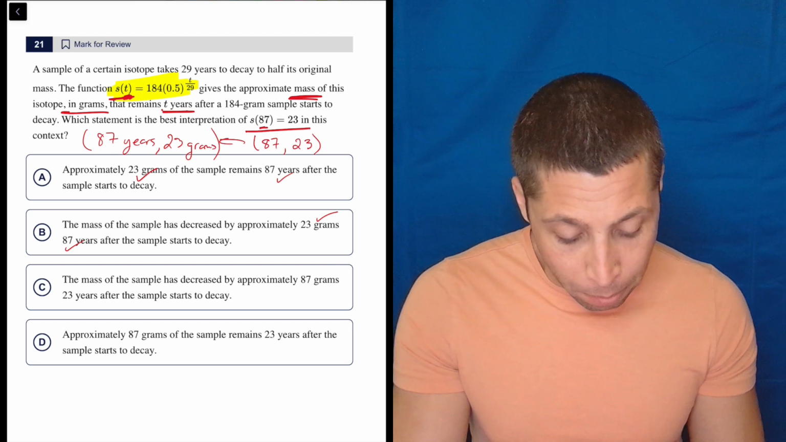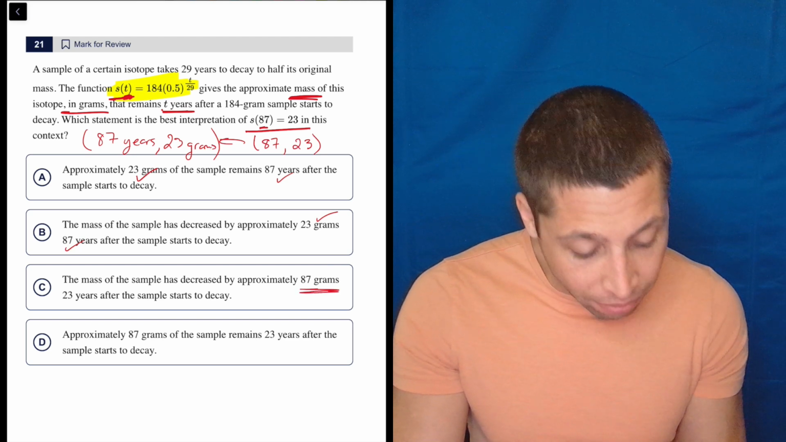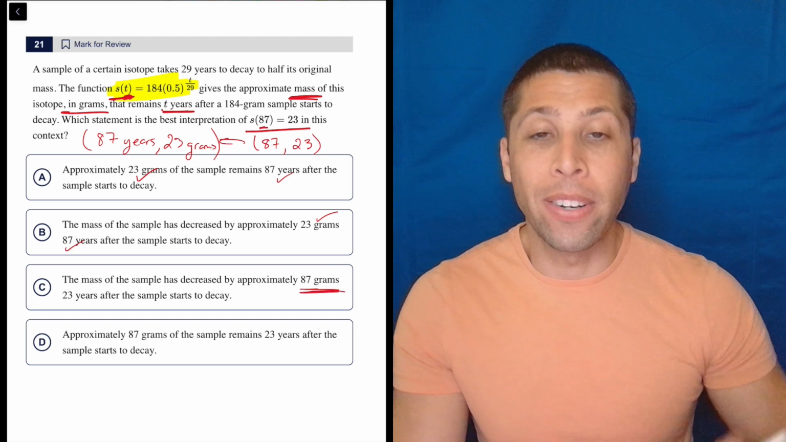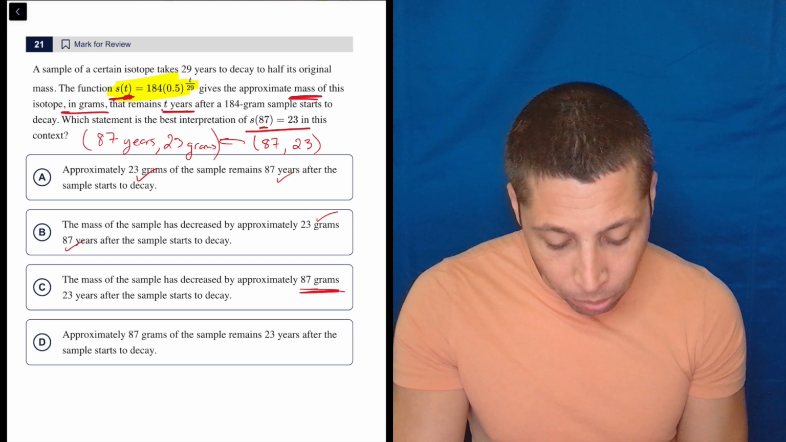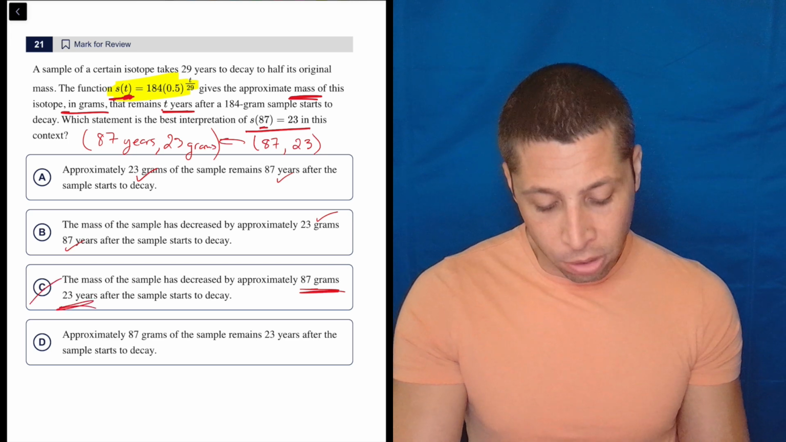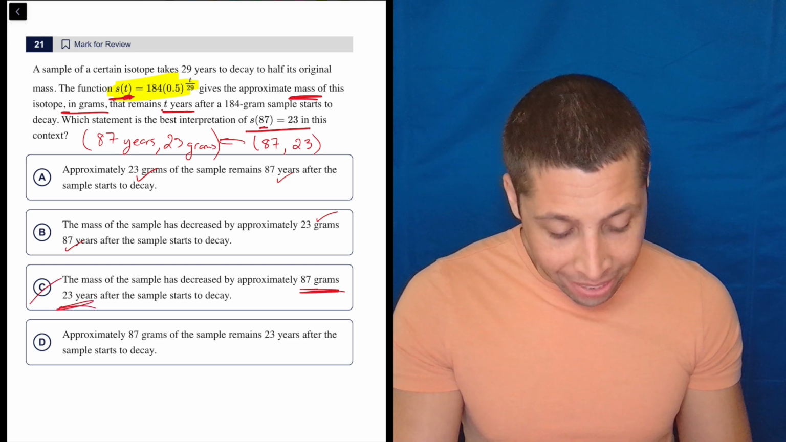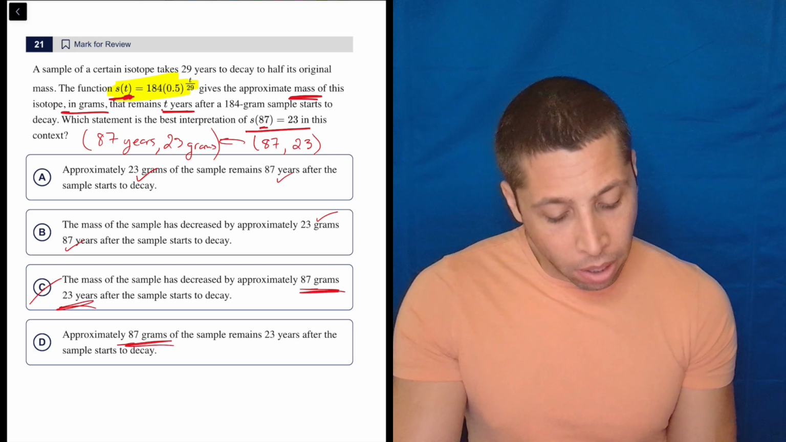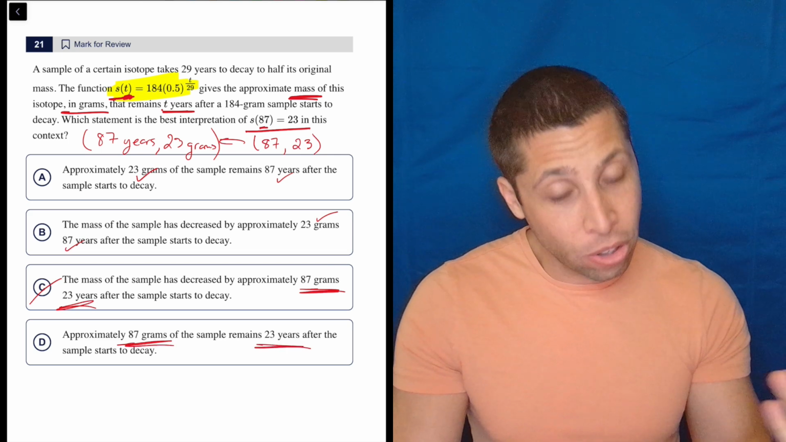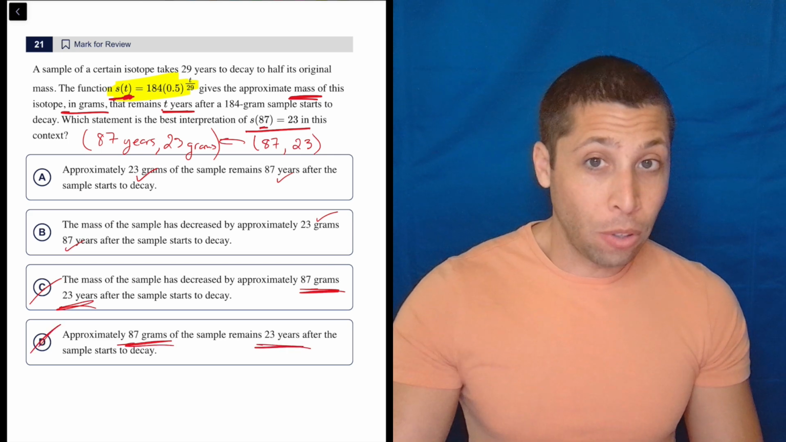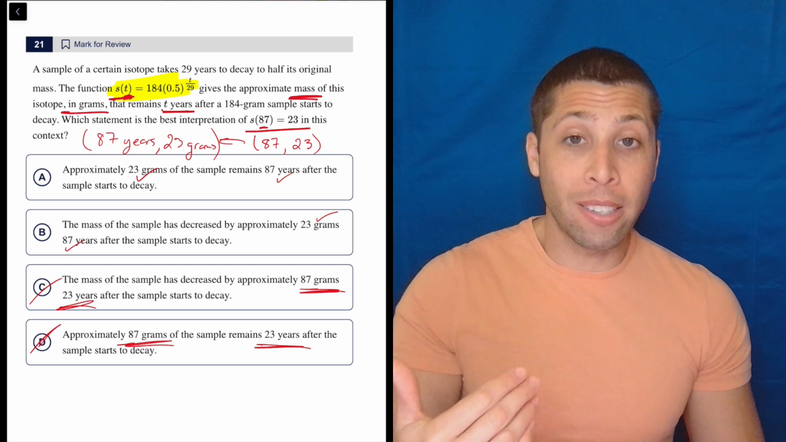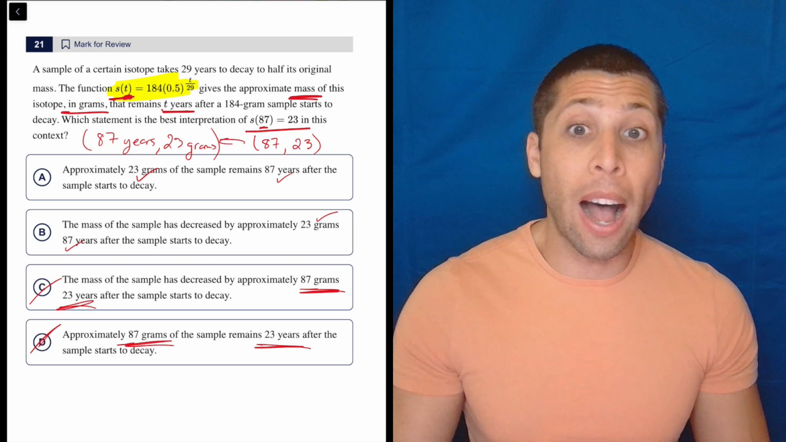C, the mass of the sample has decreased by approximately 87 grams. No, 87 is the number of years, okay? 23 is the number of grams, so they switched it. So get rid of that. D, approximately 87 grams. Again, no, the sample remains 23 years. They switched it. So look, maybe you're still confused, but you've just doubled your odds of getting it right by crossing out two very obvious wrong answers.